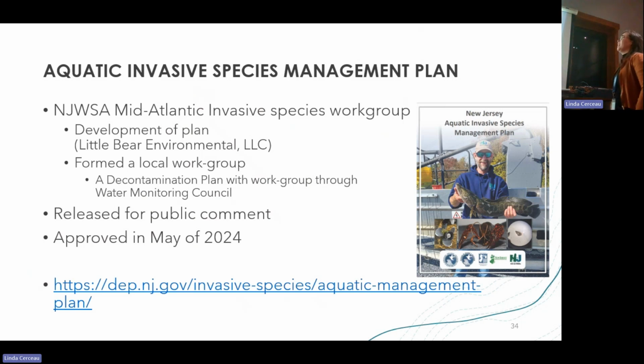That was developed by Little Bear Environmental Consulting. And we formed a local work group with the help of Musconetcong Watershed. Thank you again for your contributions on that. And we also had a separate work group through the Water Monitoring Council to develop a decontamination plan, which again, Musconetcong Watershed was a part of and helped contribute to that. So thank you again. See the snakehead there. Yep. So this covers all invasive aquatic species. So from fish to plants to crayfish to the mussels.